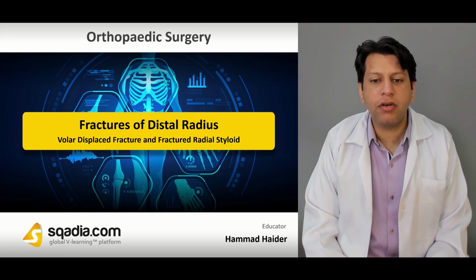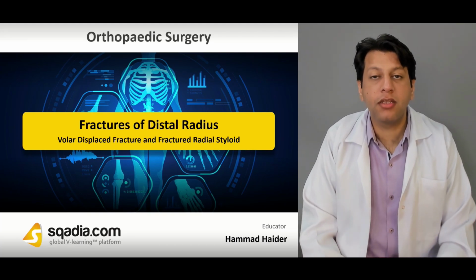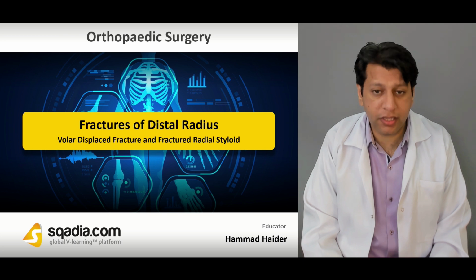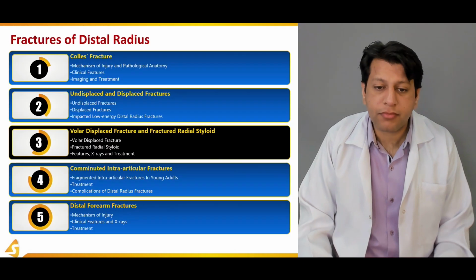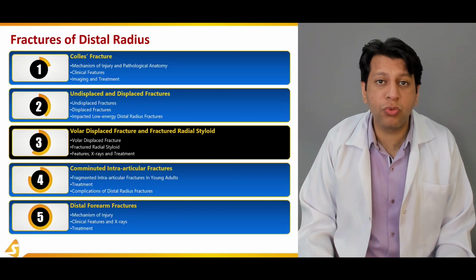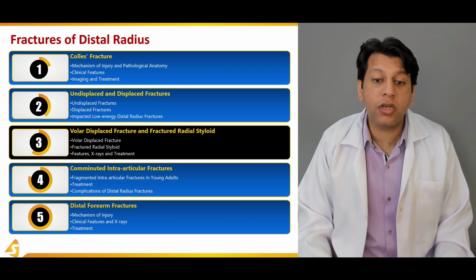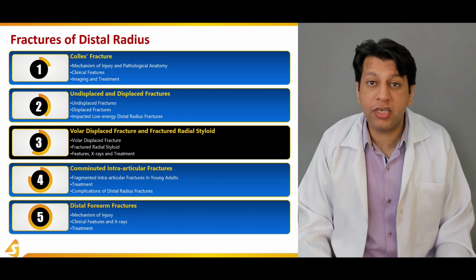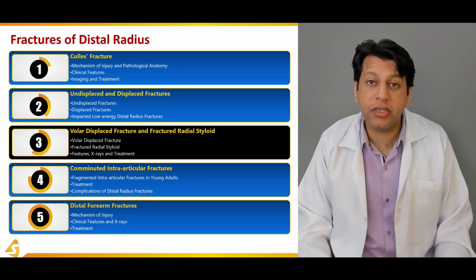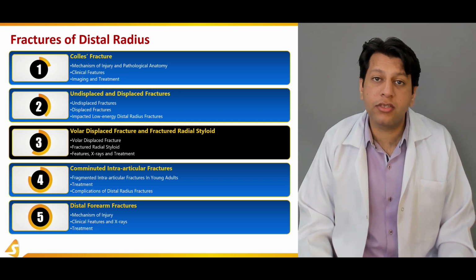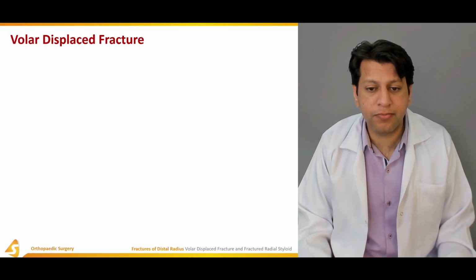Now, moving on to our next section, we have discussed the Colles fracture, but now we'll be discussing the volar displaced fracture or the Smith fracture and the Barton fractures. In this section, we briefly go through the volarly displaced fractures or the Smith fractures, what includes the fracture of the radial styloid, and what are the Barton fractures which have intra-articular extension, and what are their features, X-rays, and how they are treated.